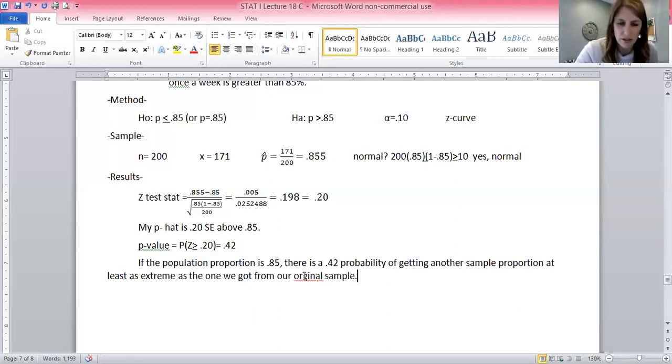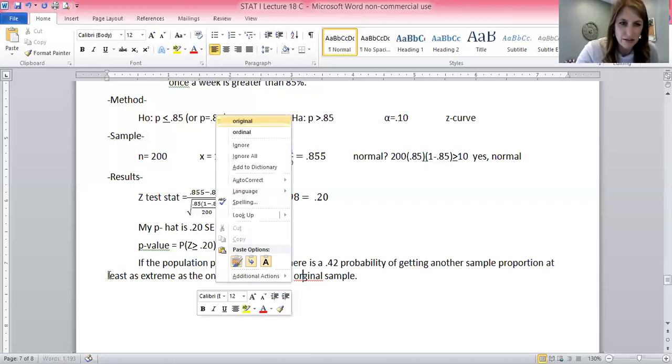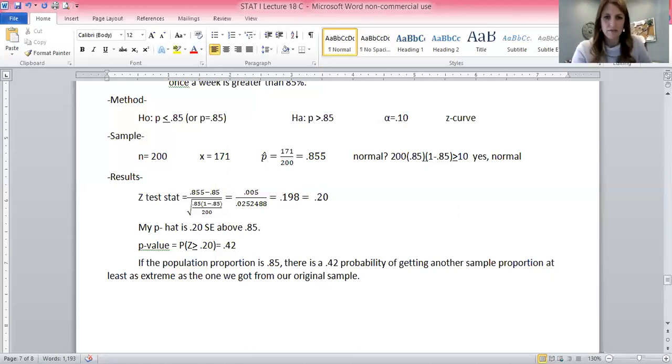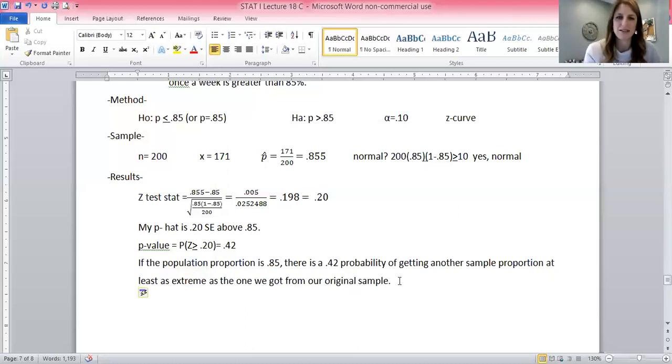So you can kind of make it your own. Okay, kind of make it your own. There we go. Line it up. So there's my interpretations. Now there's my results. That's the longest one. Now we can go into the conclusion.